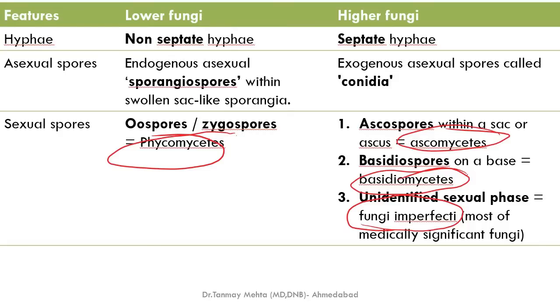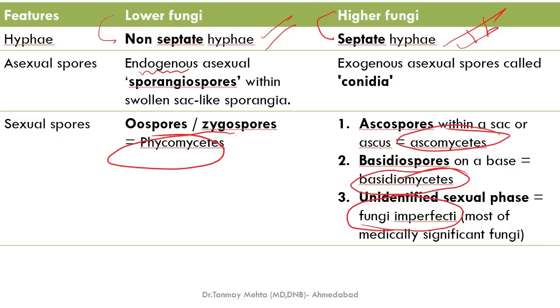So you can divide them into 2 groups: lower fungi and higher fungi. How are we saying this? Lower fungi usually have non-septate hyphae. Higher fungi usually have septate hyphae. Now the lower fungi produce endogenous spores asexually, known as sporangiospore, produced in a sporangium, a sac-like structure, while higher fungi usually produce asexual spores exogenously, which is usually conidia. Sometimes lower fungi can also produce conidia.